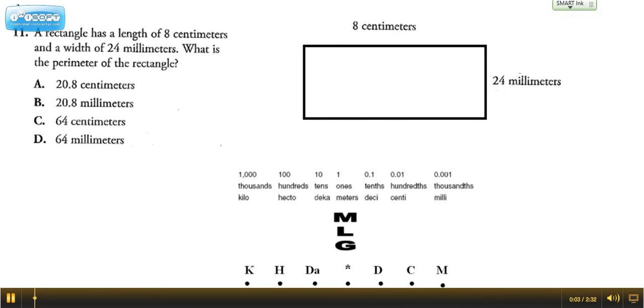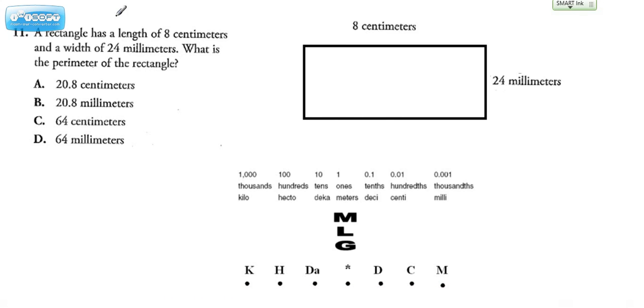We're taking a look at question number 11 from L16. A rectangle has a length of 8 centimeters and a width of 24 millimeters. What is the perimeter of the rectangle? And notice they do give different choices here. So let's map this thing out.